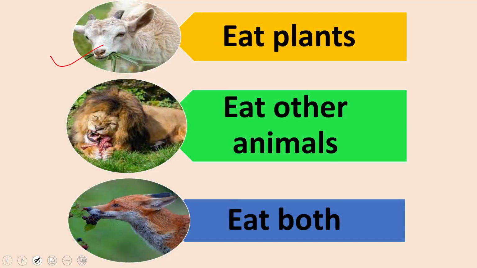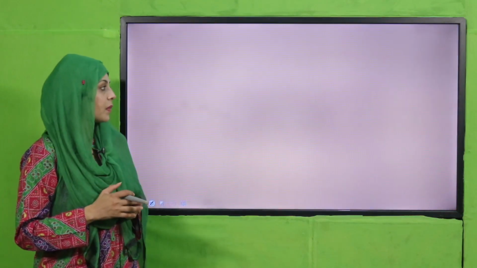So goat eats plants, lion eats other animals, fox eats both. This one eats plants and this one eats meat also.